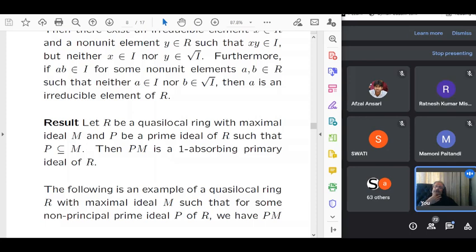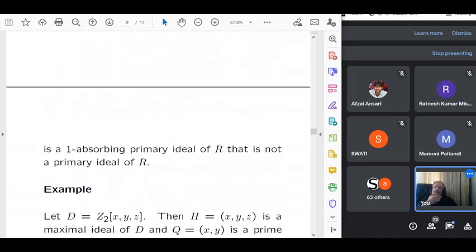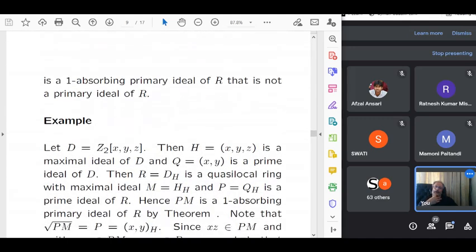But this here does not tell me it cannot be primary, because I can let P be M, and we know M squared is primary. Anyway, maybe this is not a good one to construct one absorbing primary ideals that are not primary. Here is an example, I think, that will work. You take your domain D, Z2[x,y,z].